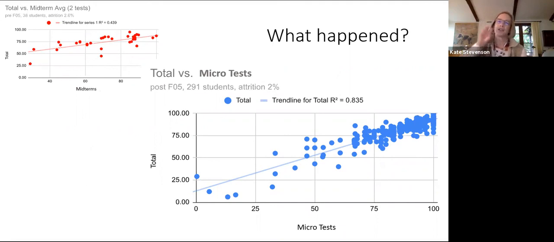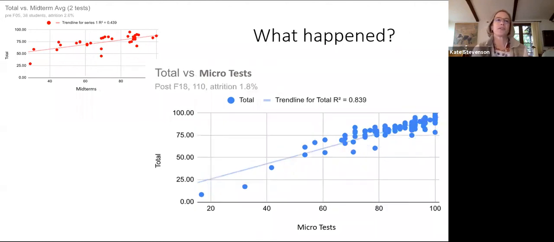And moreover, you see much more of a solid group up in the upper right-hand corner where the micro test scores are strong and the total average is strong. The total average, remember, includes 30% counting for the final assessment. And you can see there's a much stronger correlation between the micro test score and the total average. Nan, can you go to the next one for me?